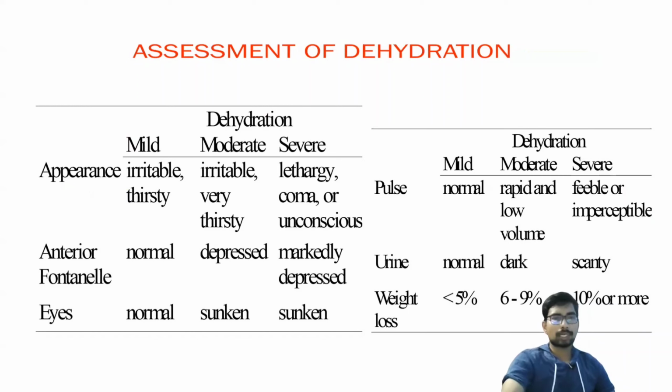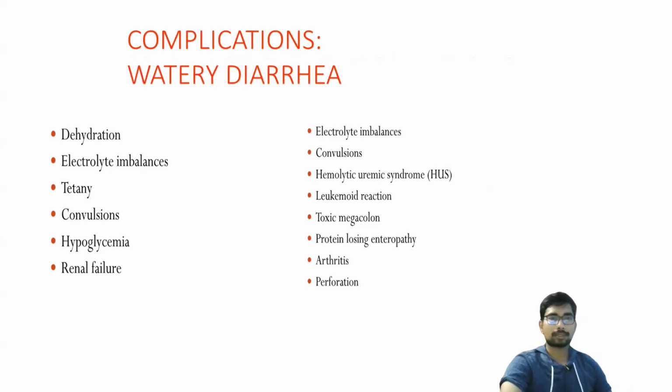Assessment of dehydration: mild, moderate, and severe. In mild dehydration, the appearance will be irritable and thirsty, the anterior fontanelle will be normal, and the eyes are normal. In moderate dehydration, there will be a depressed anterior fontanelle and sunken eyes. In severe dehydration, there will be lethargy, coma, unconsciousness, a markedly depressed anterior fontanelle, and sunken eyeballs. Pulse is normal in mild, rapid and low volume in moderate, and feeble or imperceptible in severe dehydration. Urine is normal, dark and scanty. Weight loss is less than 5%, 6 to 9%, and more than 10% in severe dehydration.